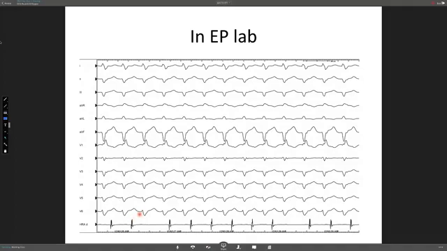We've taken this patient to the EP lab, and I just want to make it simple. What you see in here is your ECG, lead 1, lead 2, lead 3, and your chest leads here.